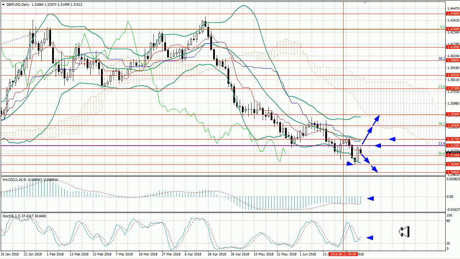Fundamental events of the week include the publication of the minutes of the Bank of England's last meeting, as well as statistics on construction and services PMI in the UK. Generally, the continued growth in case of breakout of the level of 1.3275 seems possible, but the resumption of decline is not excluded.